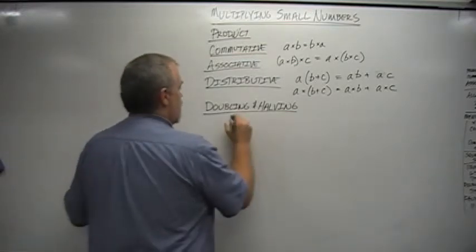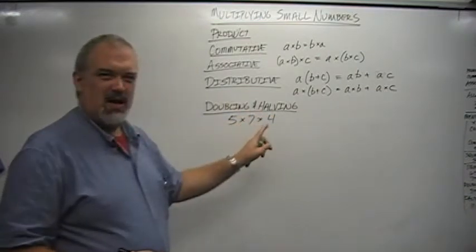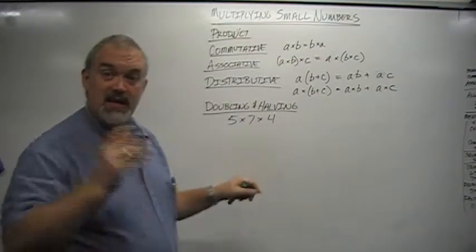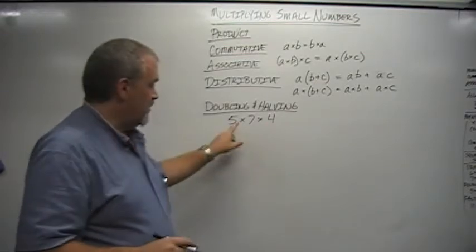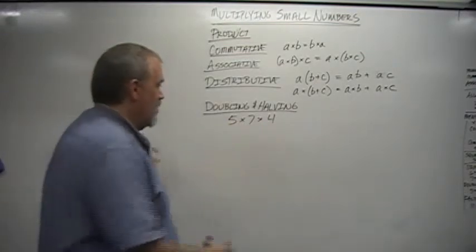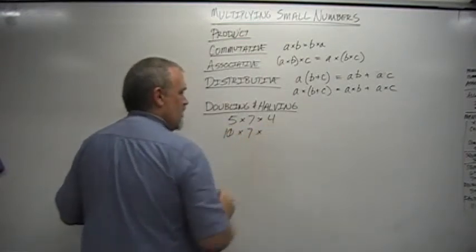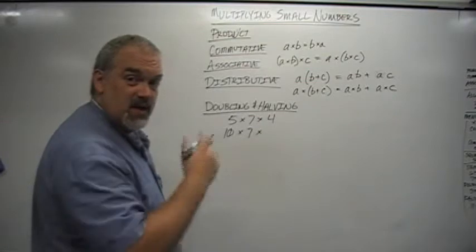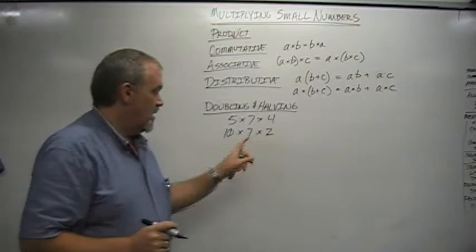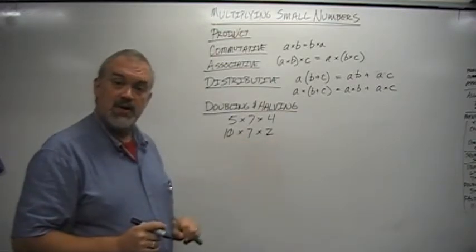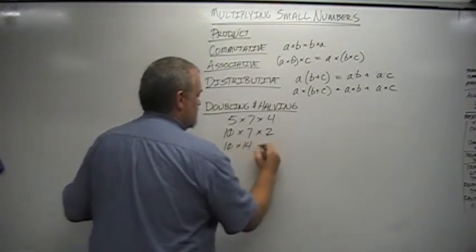Let's try this example. 5 times 7 times 4. Now those numbers aren't all terribly easy to multiply together, but let's make it easier. So we're going to double the 5 and cut the 4 in half. And we'll notice they're both times, so that's okay. We're going to make the 5 a 10. We doubled it, times 7. And we're going to cut the 4 in half because we doubled and we halved. Now we have a much easier problem. 7 times 2 is 14. And so then we have 10 times 14, and that gives me 140.